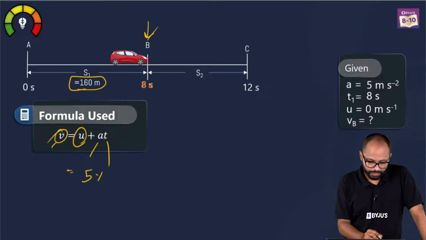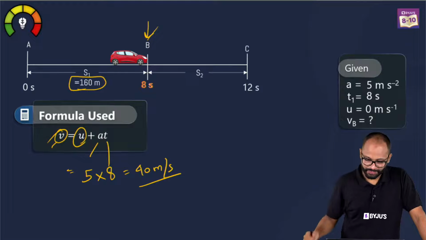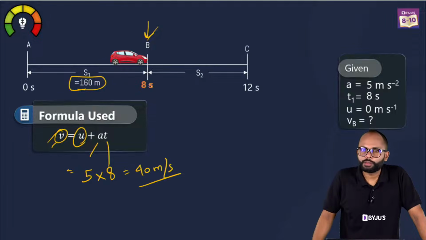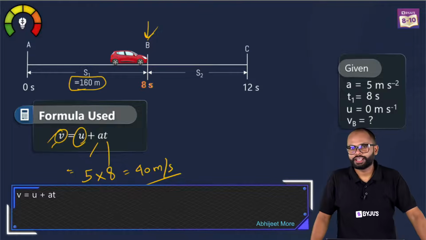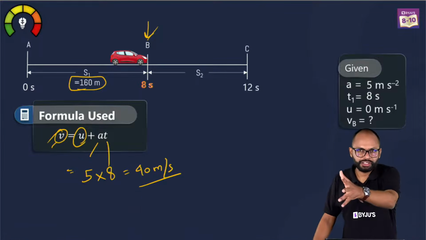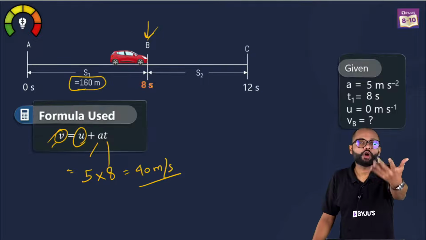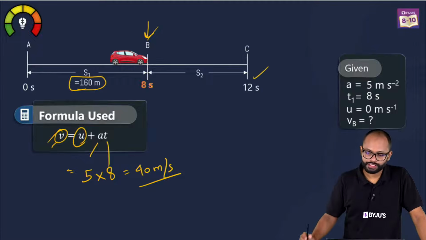A is 5 multiplied by T is 8. So this is what? 40 meters per second. Yes, you were right. This was 40. So we got the velocity at point B as, yes, Abhijit, 40 meters per second. Now, after B, the car is moving with a constant velocity of 40 meters per second. For how much time? For 4 seconds. Because till 12 seconds, right?